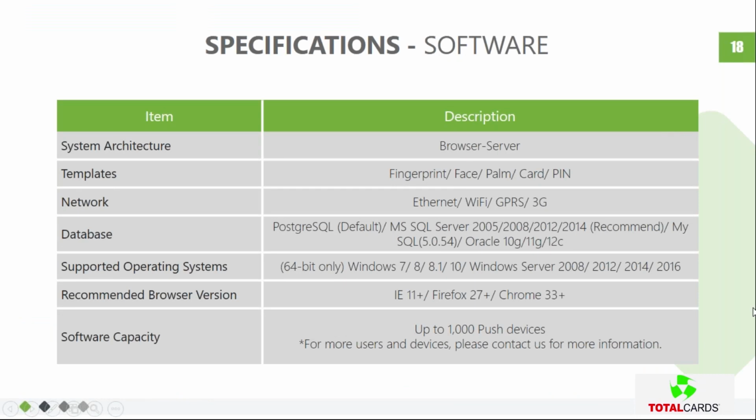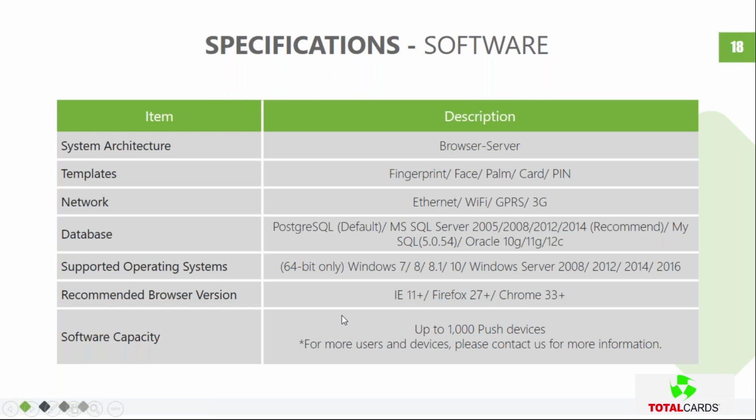And these are the specifications of the software. You can see it's server based, and for templates you can synchronize fingerprint, face, palm, and card, and pin as well. And for the networking part, you can connect the machines through Ethernet, Wi-Fi, GPRS, 3G, and VPN is also possible. Its default database is PostgreSQL, and you can configure MS SQL, MySQL, and Oracle. The compatible versions are available here, and it supports the OS: Windows 64-bit 7, 8, and 10, and Windows Server 2008, 12, 14, and 16. And the browser versions here: IE, Firefox, and Chrome.